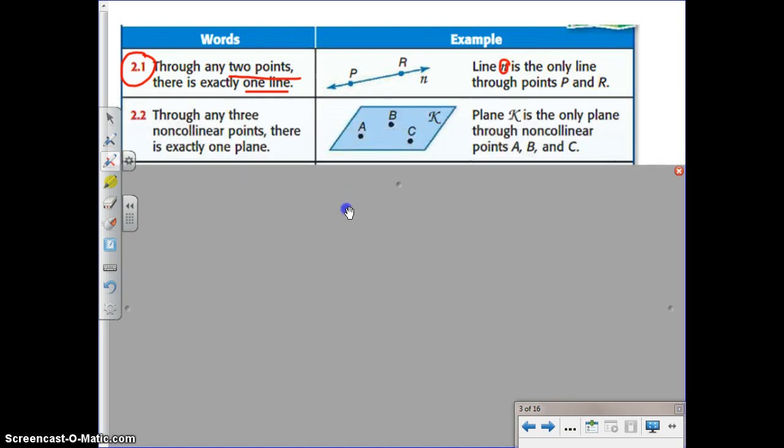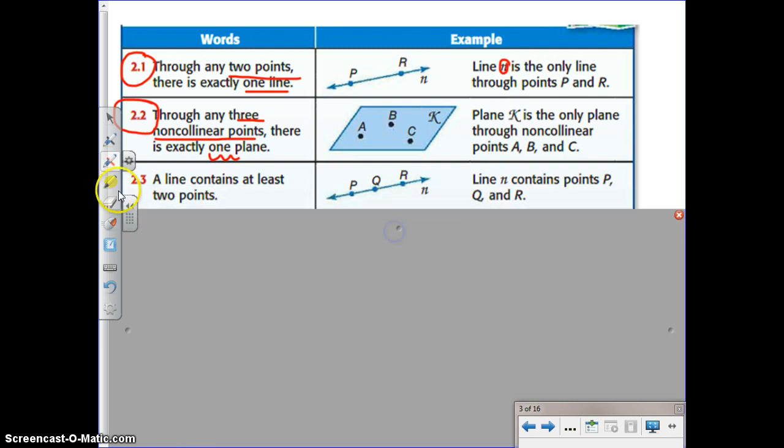All right, 2-2. Through any 3 non-collinear points, there is exactly one plane. So this is postulate 2-2. These are the words or the definition that describes postulate 2-2, and this is your picture. A picture is fine. You can add these words if you're feeling like it would help you.